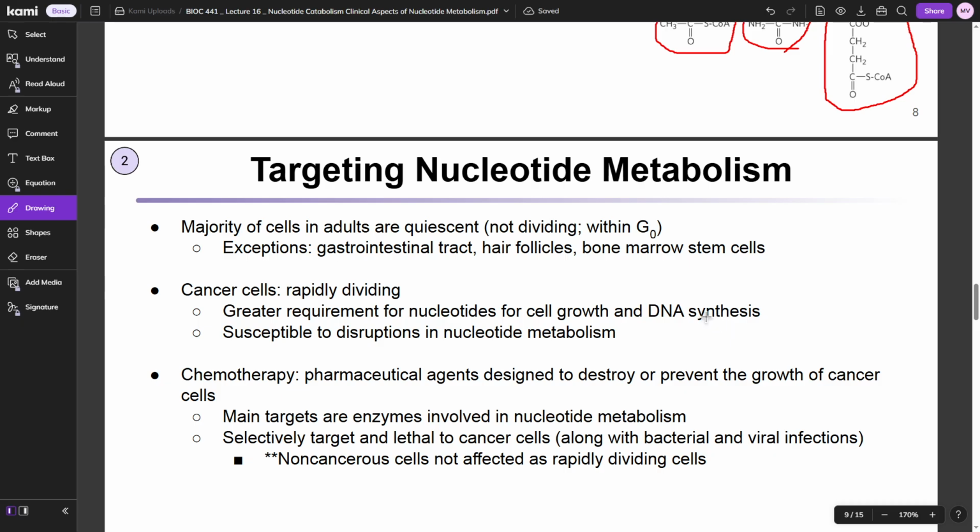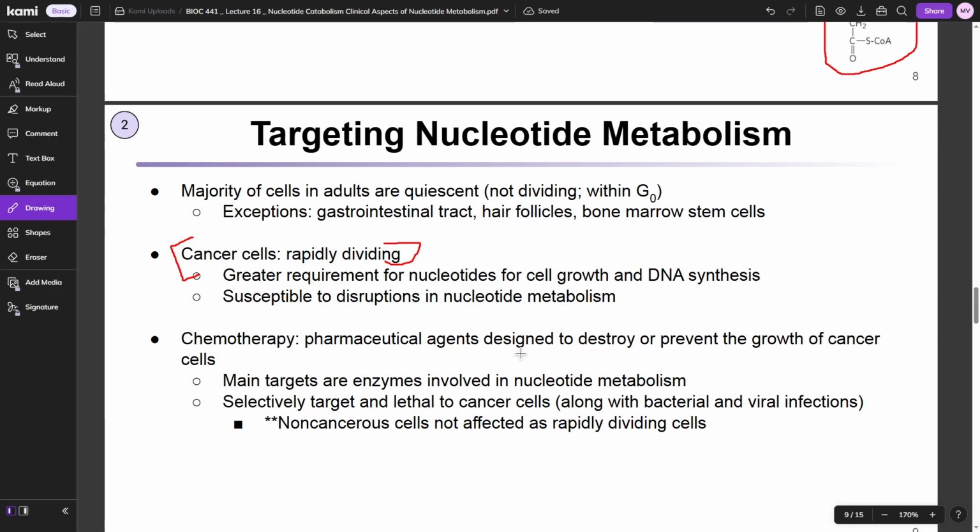So, targeting nucleotide metabolism. The majority of adult cells are in the non-dividing phase, so they're in G0. But cancer cells are constantly dividing, and that should scream to you, wait a minute, what if we use a drug to inhibit things that are active when cells are dividing? Because cancer cells are dividing a lot, if we preferentially target enzymes that are active during DNA replication, that'll be great, because most of your cells are not dividing anymore. So that's the main point of this.